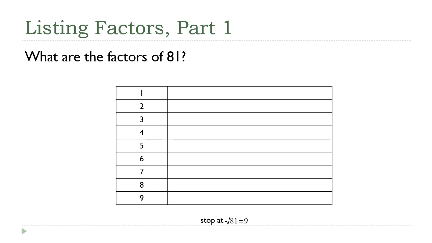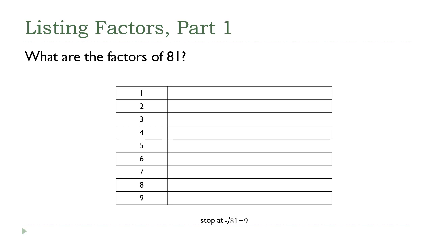Now, first thing you might think is, well, do I really have to do all of them? I mean, do I have to check every number from 1 all the way up to 81? Because that's quite a lot of numbers, right? Quite a lot of division we'd have to do here. And the answer to that is no, you don't. There's a quick rule of thumb you can use to know when you can stop.